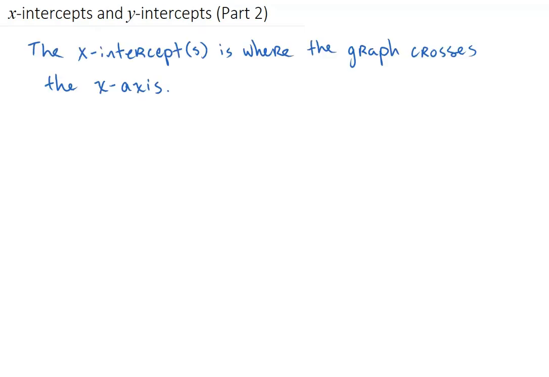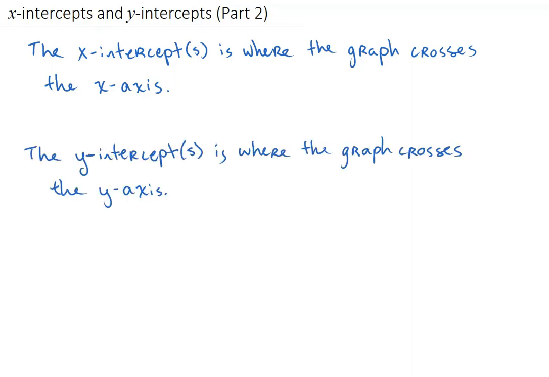In this video, we're going to take our understanding of x-intercepts and y-intercepts just a bit further. So far, what we've seen is that the x-intercept is where the graph crosses the x-axis. Similarly, the y-intercept is where the graph crosses the y-axis.